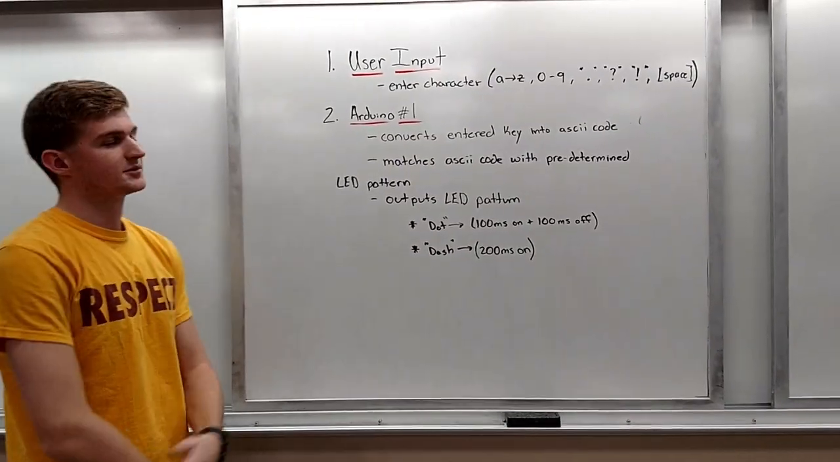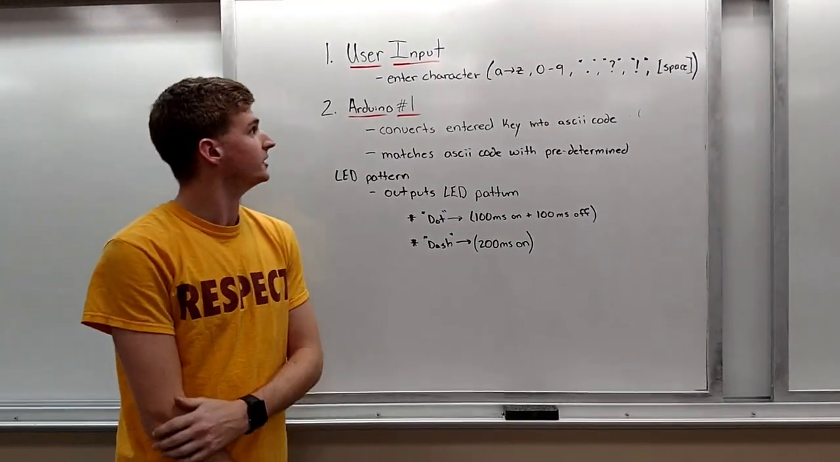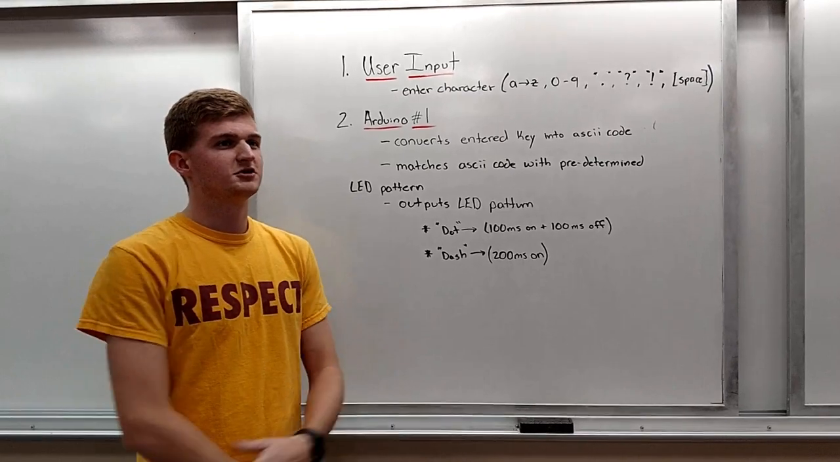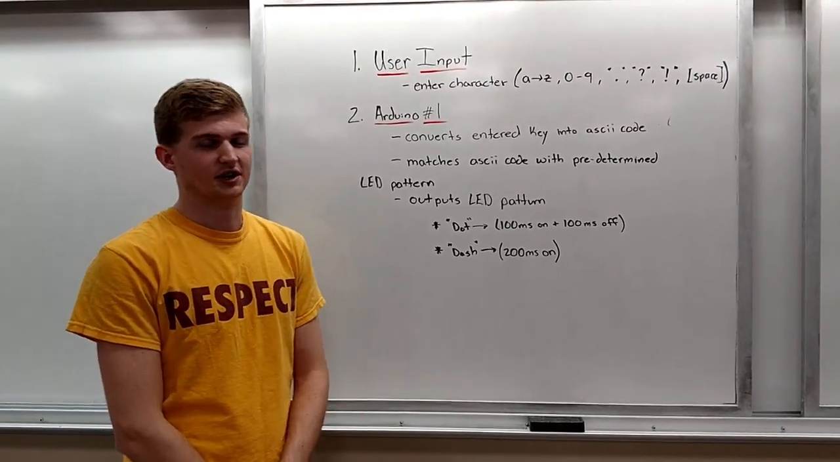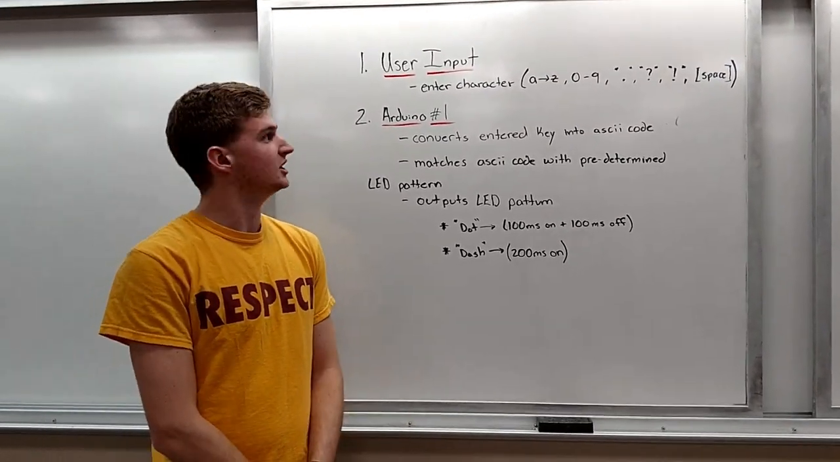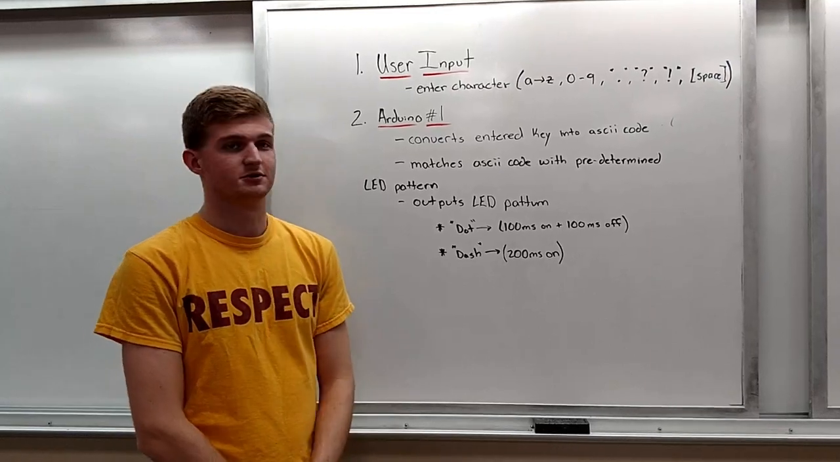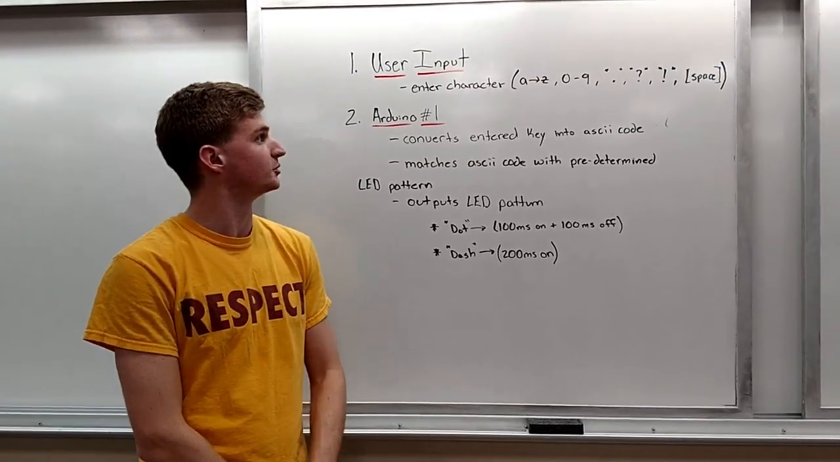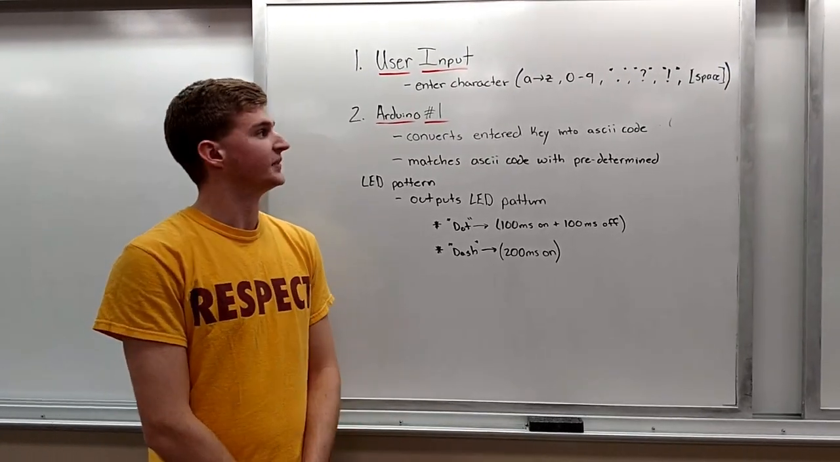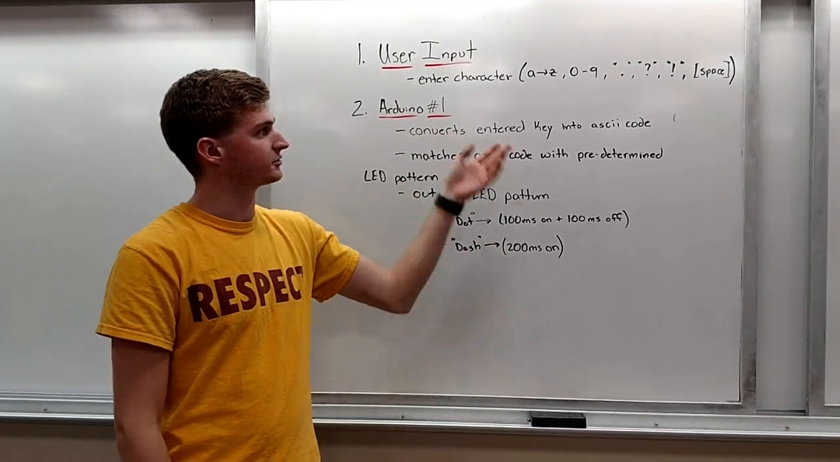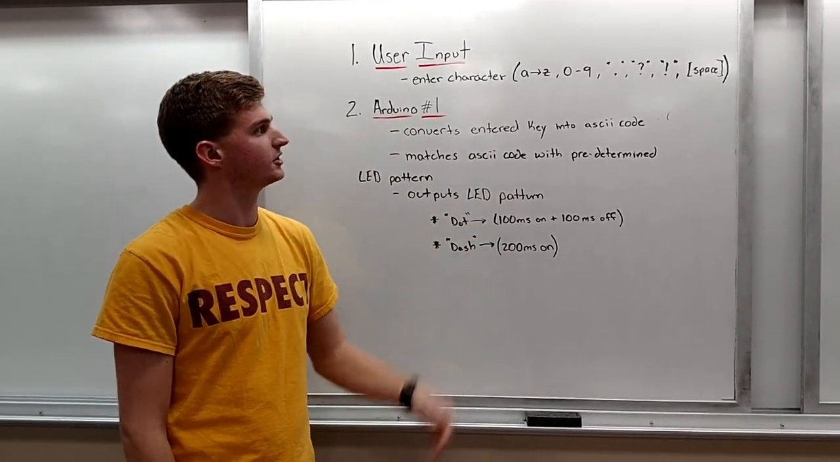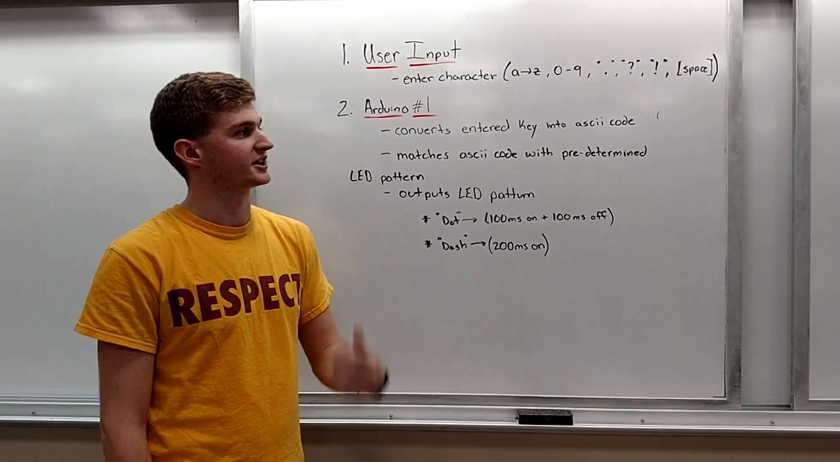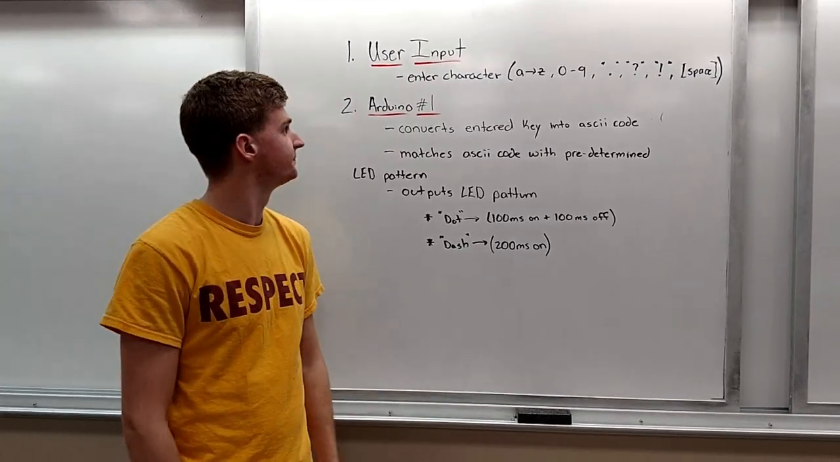All right, for our first step, we'll start with the user input. I'm not using, through this code, a predetermined script that will be running through the system. So I have a user going into the first Arduino's serial input monitor and entering a character. The characters that I have coded in are A through Z in lowercase, 0 through 9, period, question mark, exclamation point, and, of course, space.